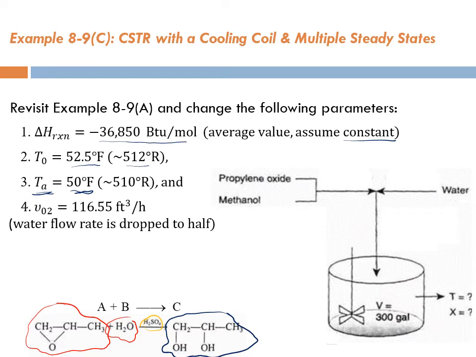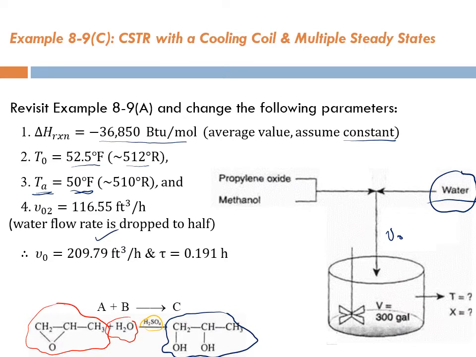And finally, we're reducing the volumetric flow rate of water. Basically, the water flow rate is dropped to half. What does that do to the other variables? Think with me. If we reduce the volumetric flow rate of water, what would happen? Yeah, that would affect the volumetric flow rate going to the reactor. Exactly. And that's the new calculated value.